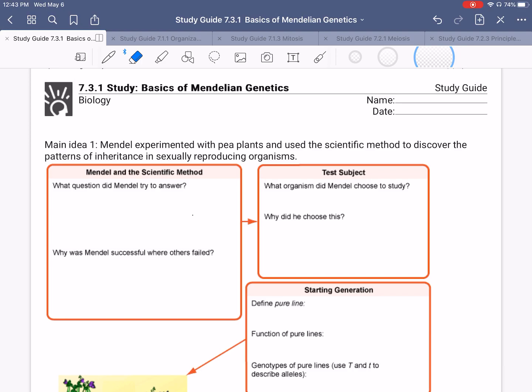Before Mendel, people knew that traits were passed from parents to offspring, but they didn't know how. Two ideas were popular: the theory of blended traits and the theory of acquired characteristics. Mendel used ordinary pea plants to show that these ideas were false.